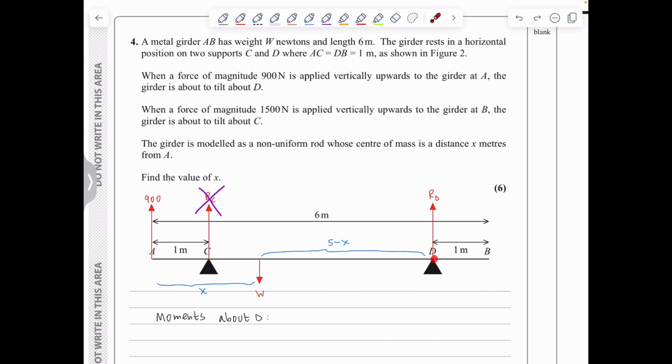So if I take moments about D, we can see that the 900 newtons is acting in a clockwise fashion at a distance of 5 meters. So we've got that 5 times 900 is equal to the anti-clockwise moments, which are the W acting at a distance of 5 minus X. So we've got 5 minus X times W. This leads to 4,500 is equal to (5 minus X) in brackets times W.